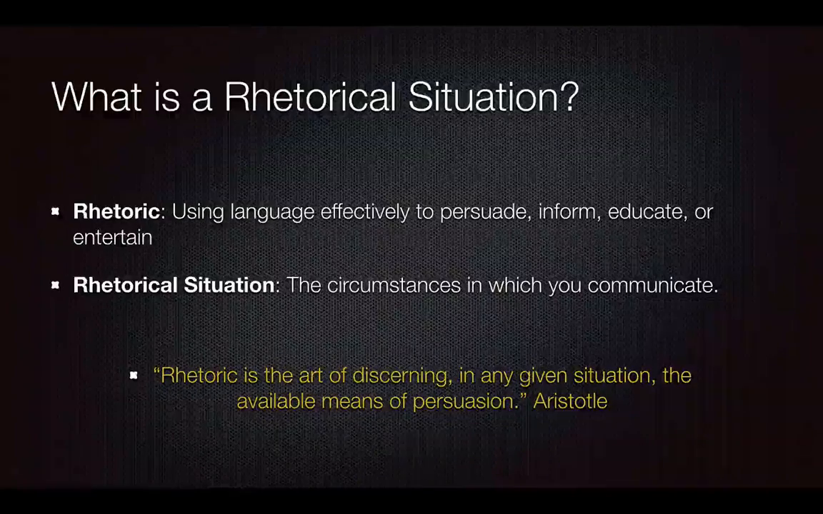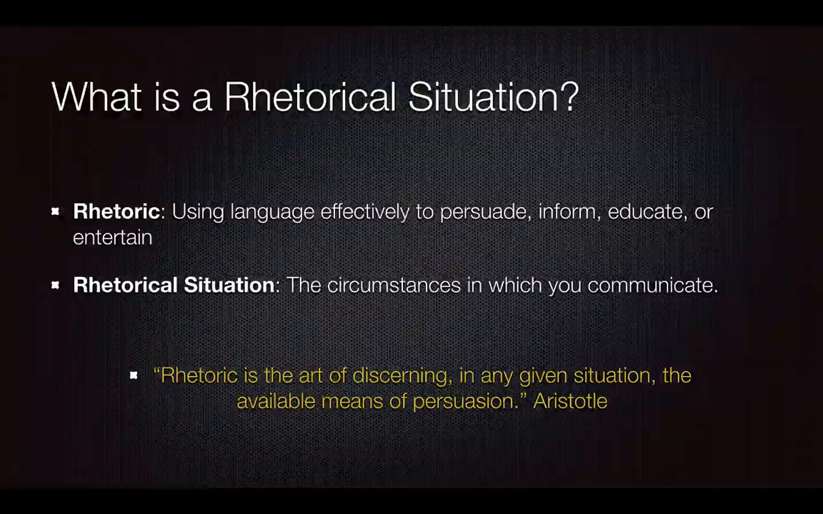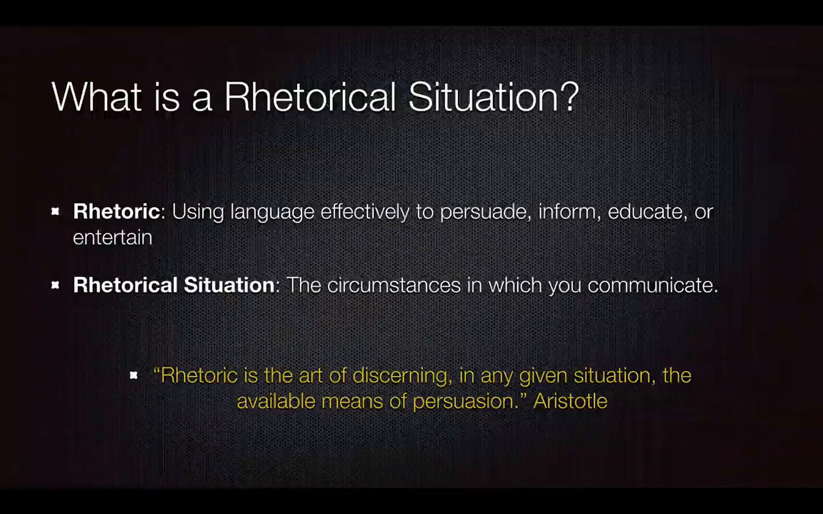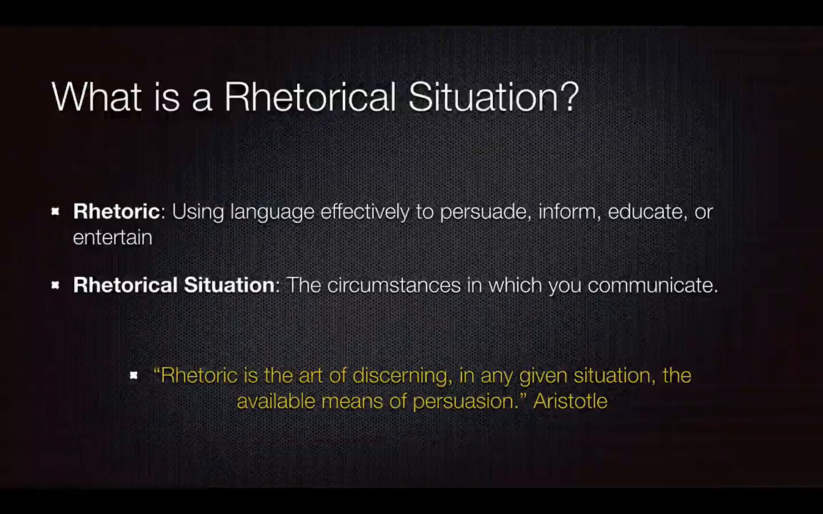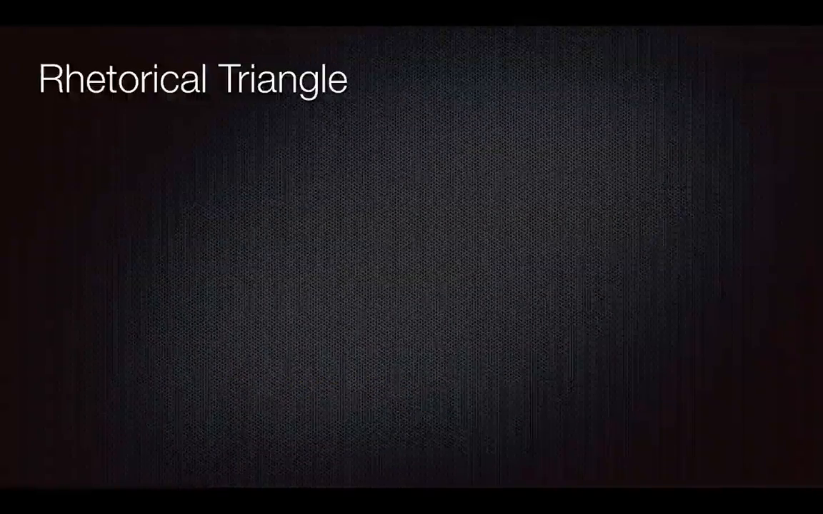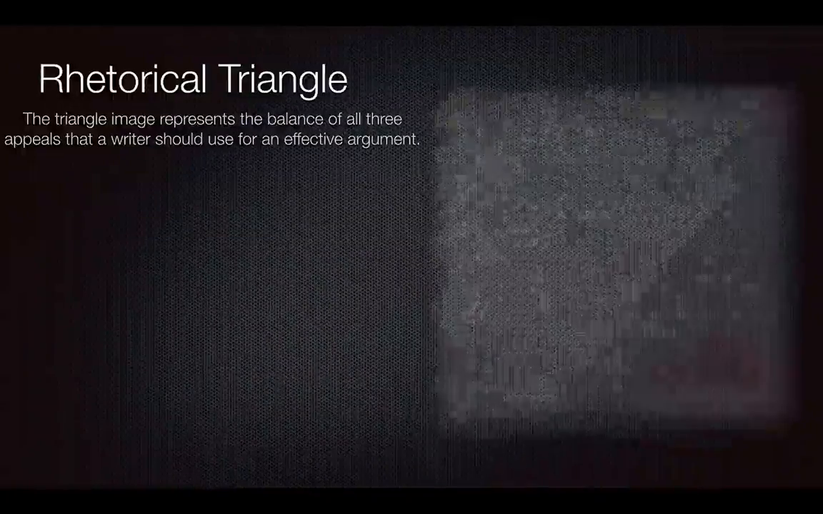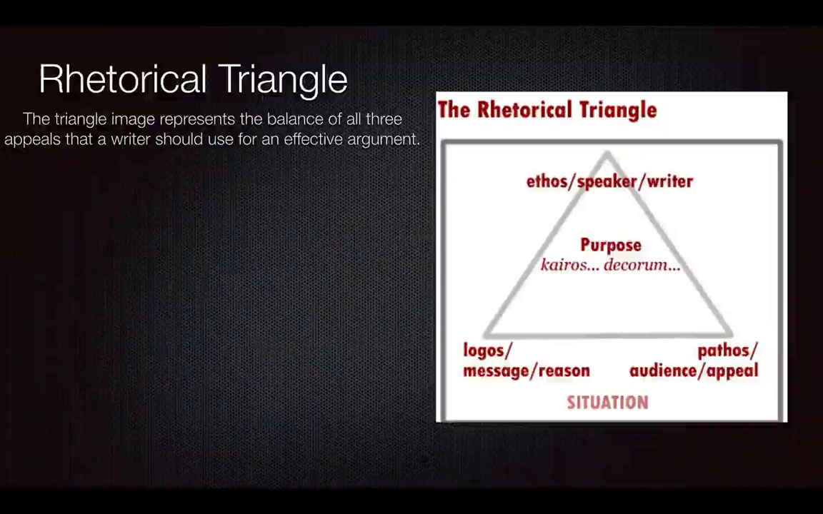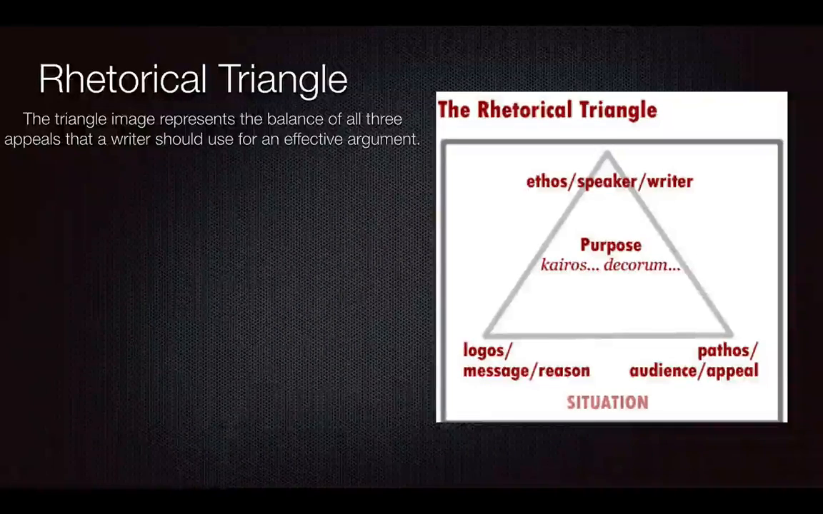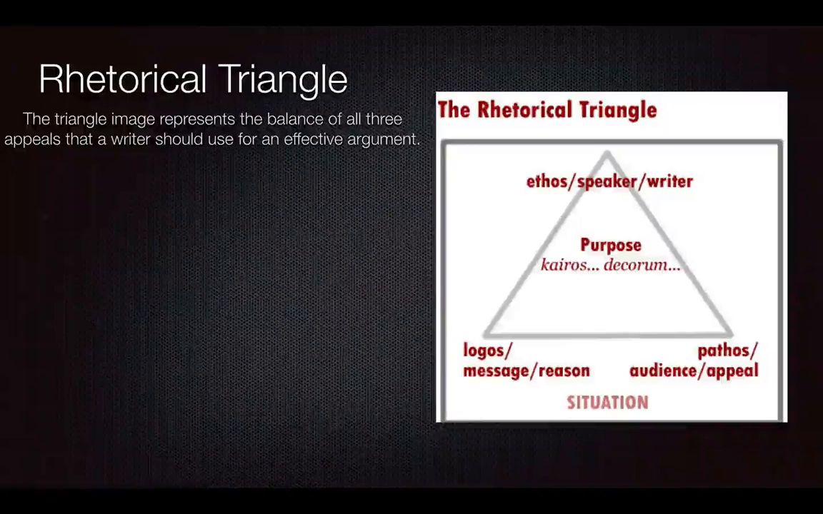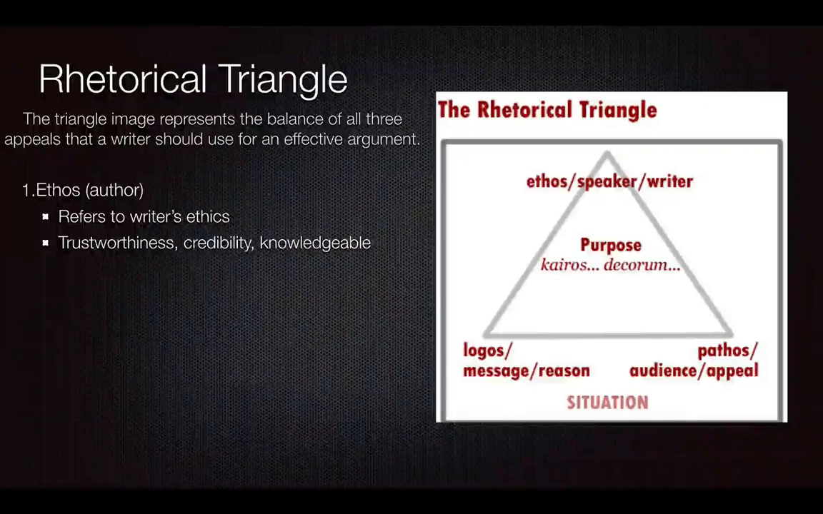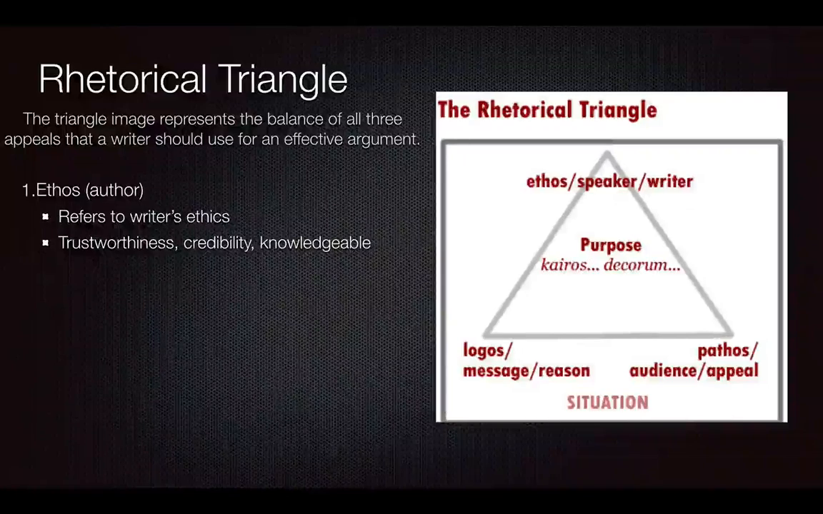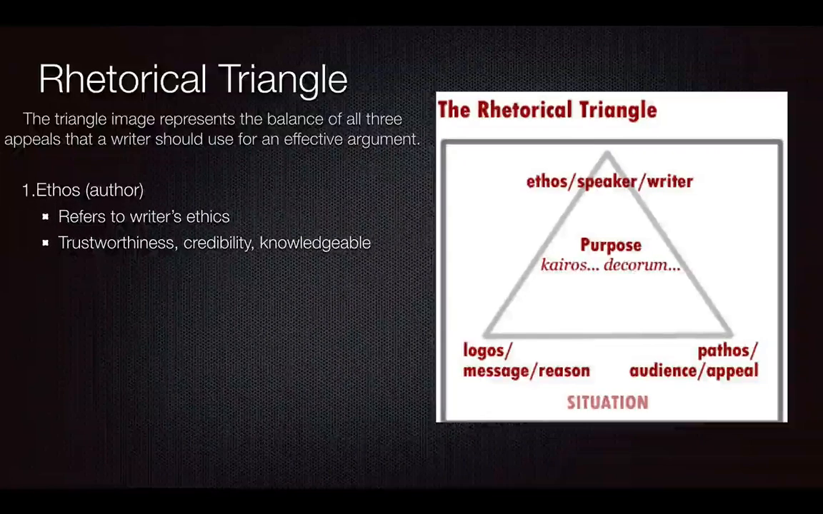Now, this is not a new idea. This concept of rhetoric has been around for quite some time. In fact, Aristotle is known for having written down the principles of rhetoric, and we'll talk about a few of those in just a moment. He essentially put together a triangle or a balance of three types of appeals that could be used to advance an effective argument. He started with ethos, which really referred to the writer's ethics, which addressed trustworthiness, credibility.